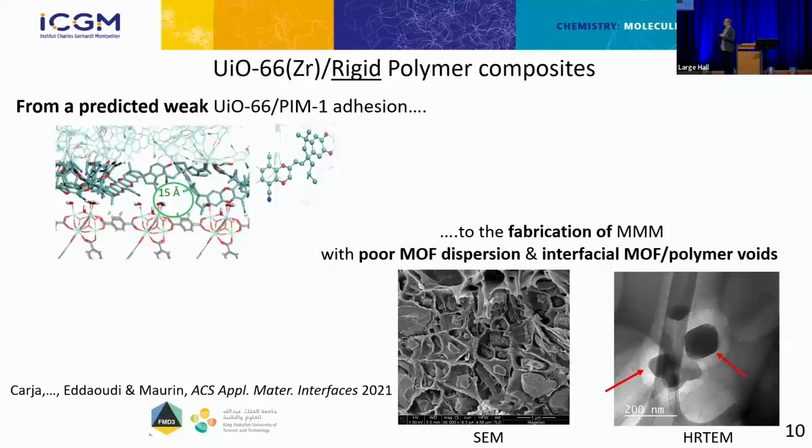Here, we have the other case, UiO-66 with PIM-1, where we found a very bad compatibility between the MOF and the polymer. This is work that has also been done with Osama. Based on the SEM images of the corresponding composite, as well as the high resolution TEM, you see that you have some microvoids between the MOF nanoparticle and the polymer, and the dispersion is very poor. So it was a way to validate our simulation as well.